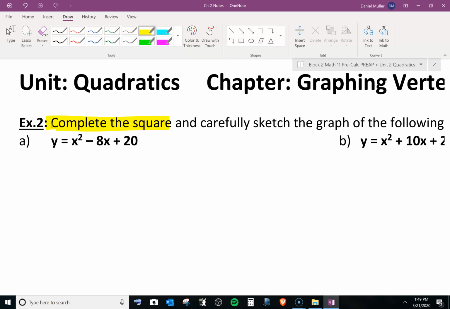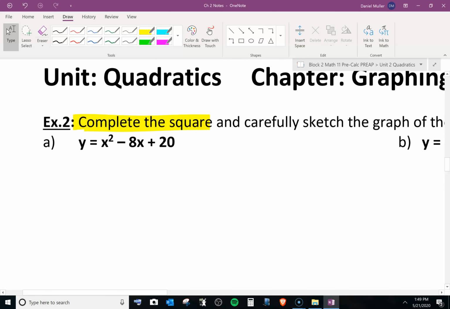I'm not going to fully explain things, but I will do a little bit. So just watch the whole video here, or take a look at the notes that are online, or just try to research yourself on how to complete the square. But you need to know how to do that. The idea here is I can't find the vertex because it's not in vertex form. It's in standard form. So I first need to get it to vertex form.